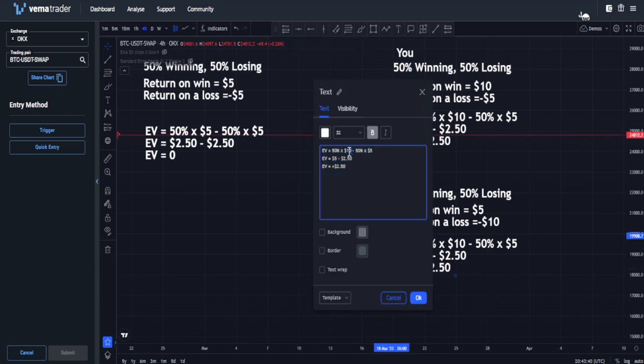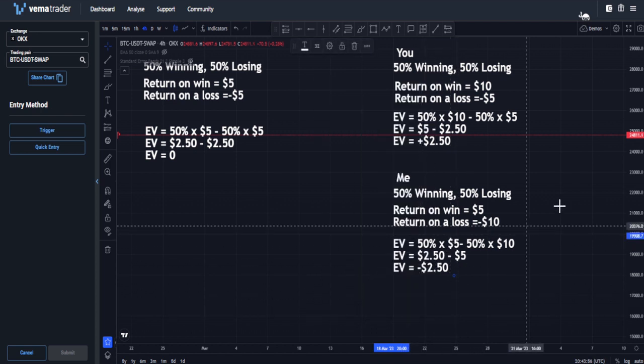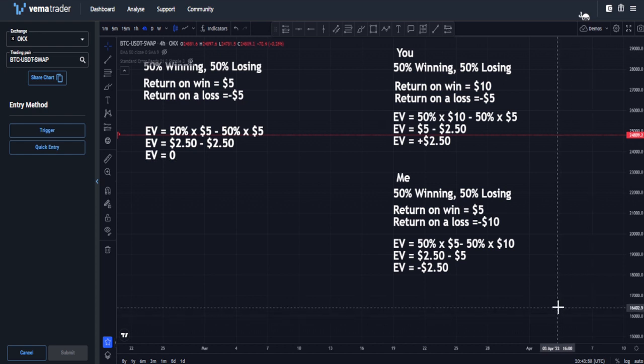So if I win, I get my $5. But if I lose my $10, which makes this $2.50 minus $5, which makes this negative $2.50. So what is that positive and negative $2.50 actually telling you?